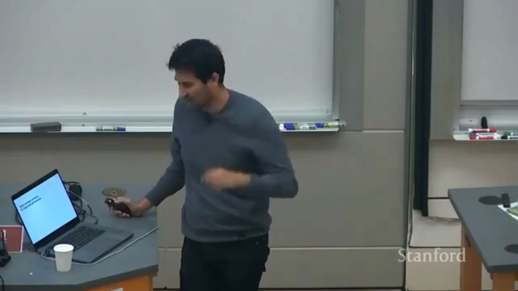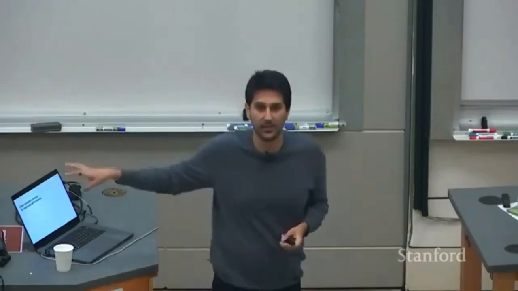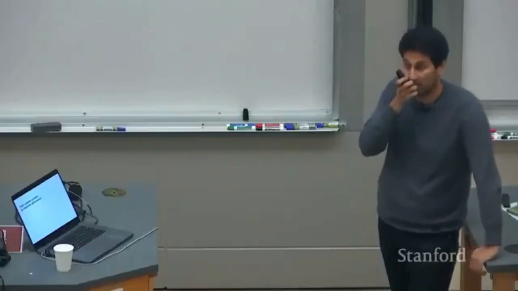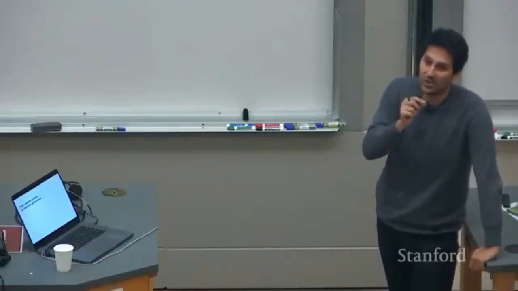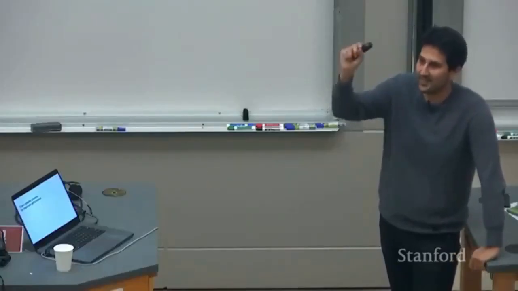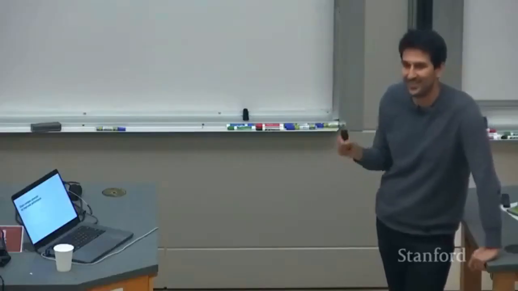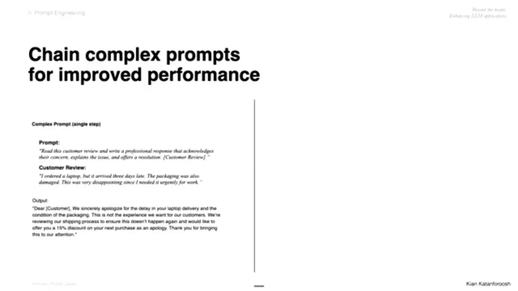Let's move on to chaining. Chaining is the most popular technique out of everything we've seen so far in prompt engineering. It's not chain of thought. Chain of thought, we've seen, is think step by step: step 1, step 2, step 3, do not skip any step. This is different. This is chaining complex prompts to improve performance. And this is what it looks like.